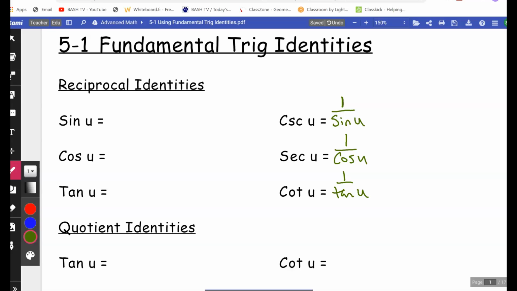Now, how we're going to use these in a little bit, you'll see, is we're going to substitute. So we may change a cosecant that we see in our expression to 1 over sine. All right, we might replace it, substitute it in. And there's reasons why we want to do that, and we'll see.